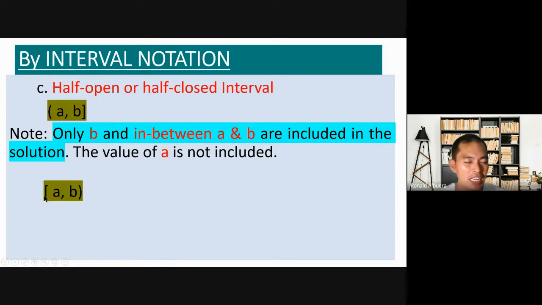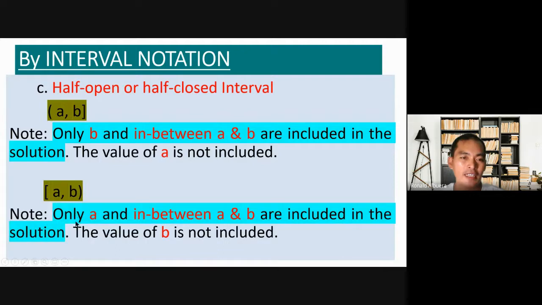Another is, nauna yung bracket, then sa pangalawa yung parenthesis. So this is half closed from A to B or half open from A to B. Okay. Ang ibig sabihin nito ay only A and in between A and B are included in the solution. The value of B is not included. Okay. So, yun. Meron tayong tatlong interval notations.